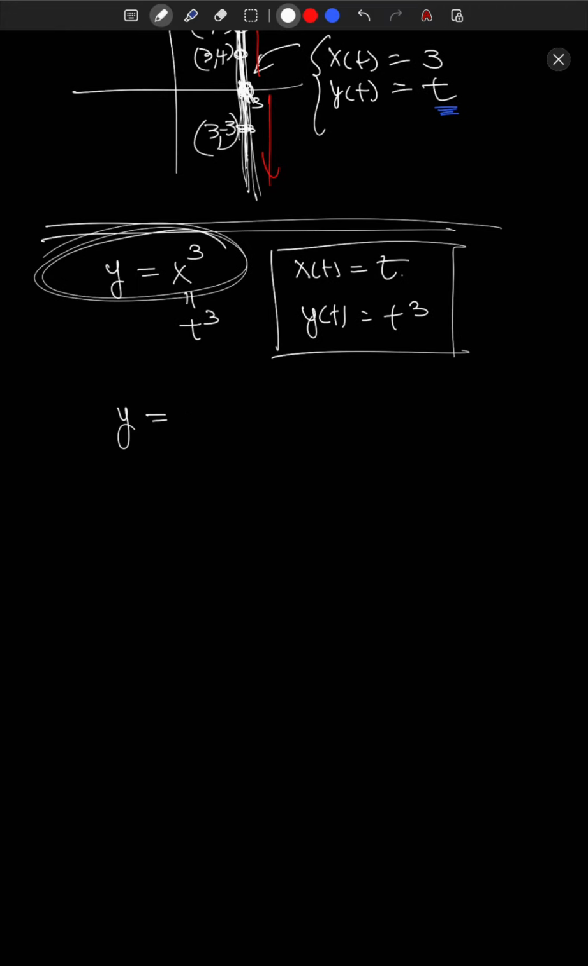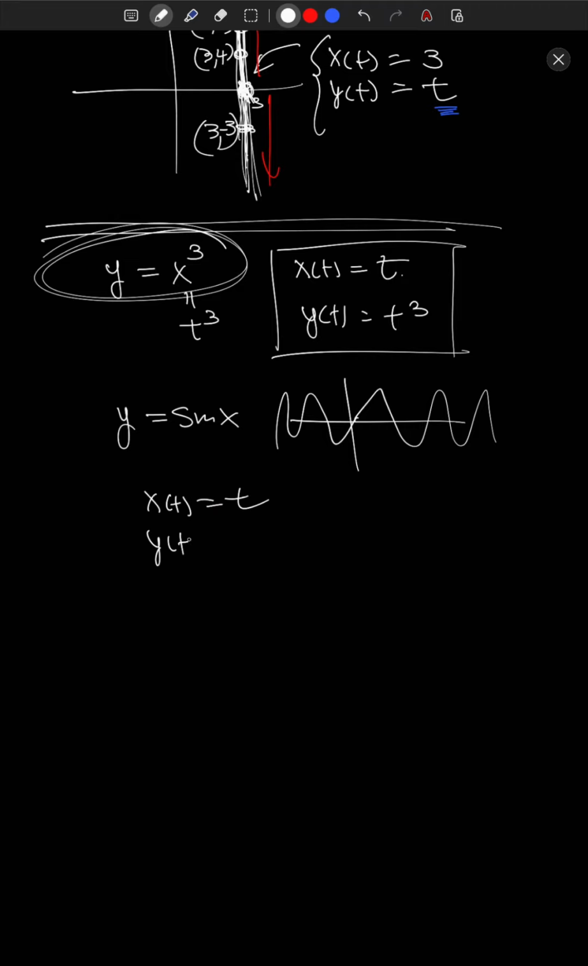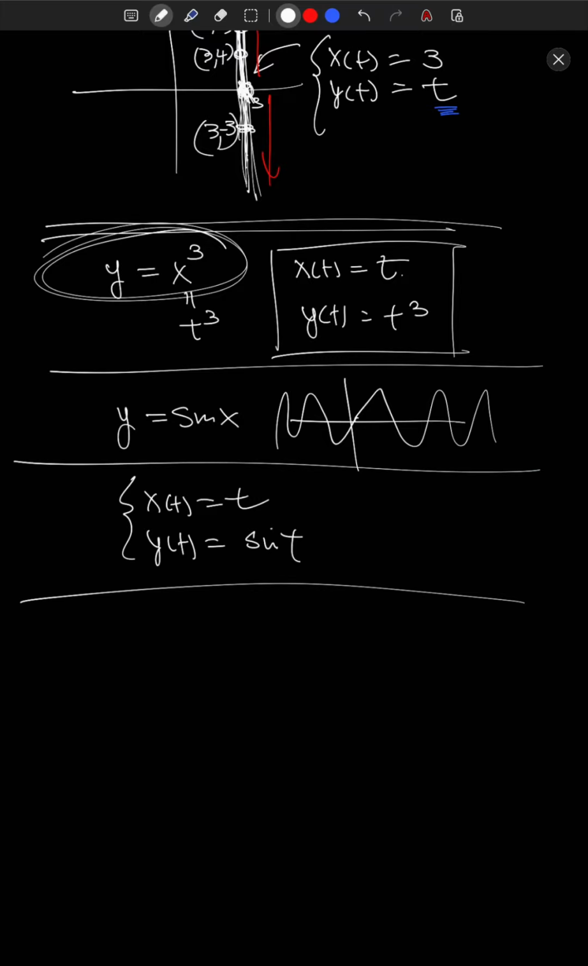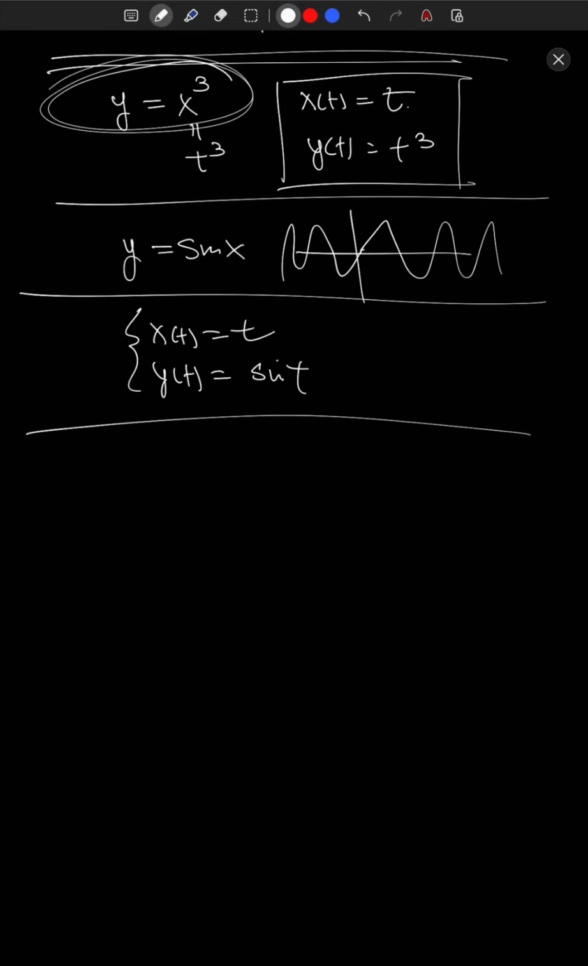This works with anything. If I have a curve y equals sine of x, this would be a curve that looks like that, or in other words, a road that looks like this. How would I describe motion along this road? x of t is equal to t, y of t is equal to, well, if x is equal to t, then y should be sine of t. And that's it for that one. So when you have one function in terms of the other, it's super simple.